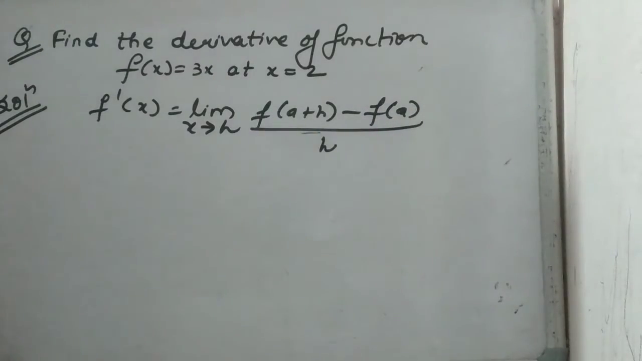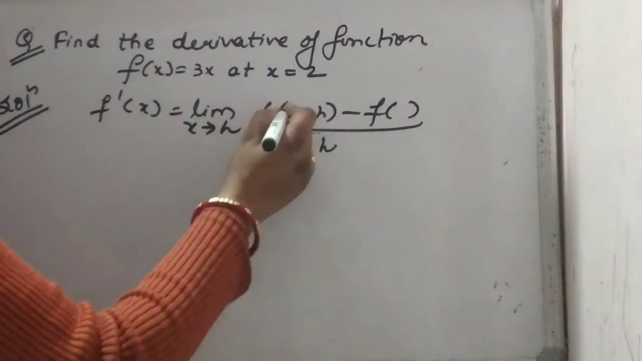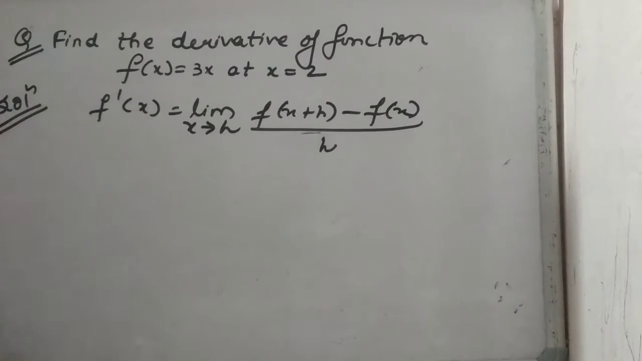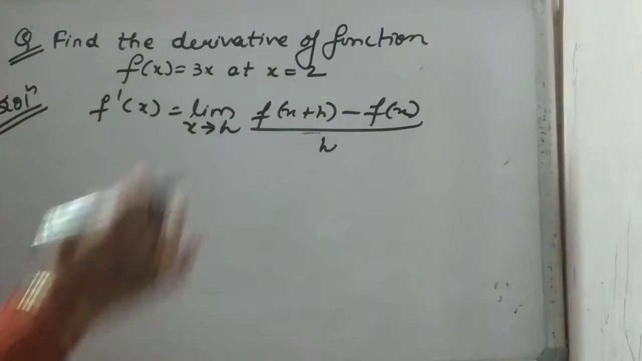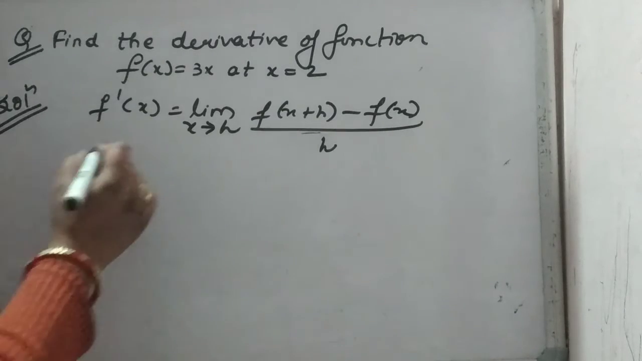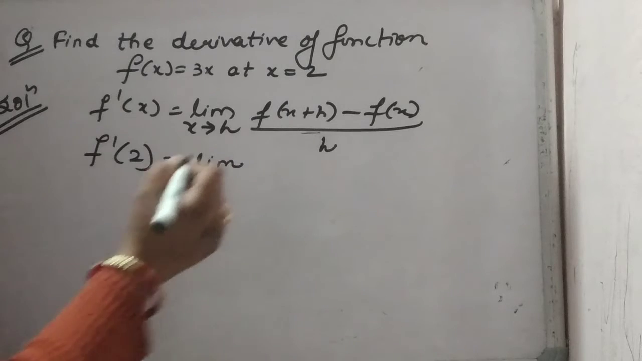This formula we can use, or in place of a we can use x, so the x value we can use over there, okay. The function is given, that's why. Now what function is given? 3x, okay. The function is our 3x. So what can we write here, at what value? At x equal to 2. So we have to find out our f dash of 2.